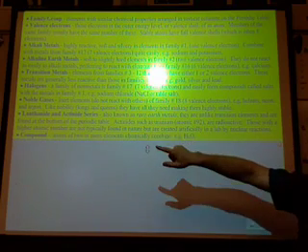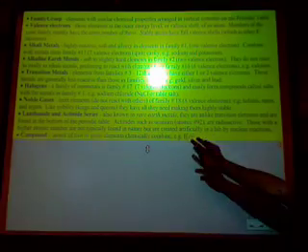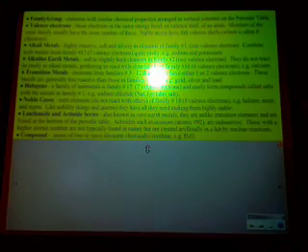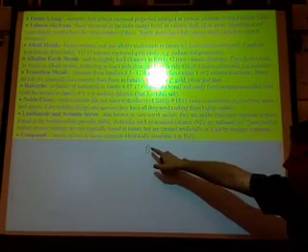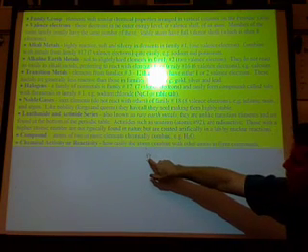A compound: atoms of 2 or more elements chemically combined together, like water. Okay? It's always 2 H's with an O. 2 hydrogens combined together with 1 oxygen to form, when we have enough of it, a compound of H2O, also known as water.